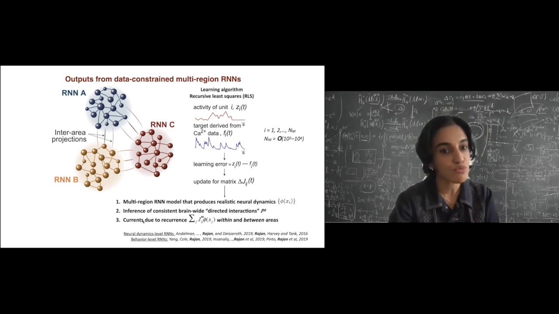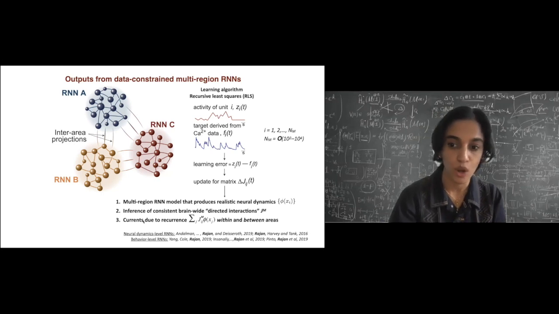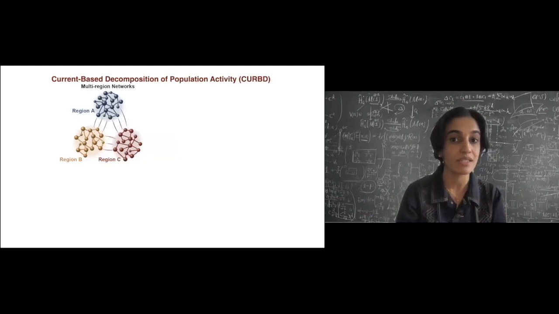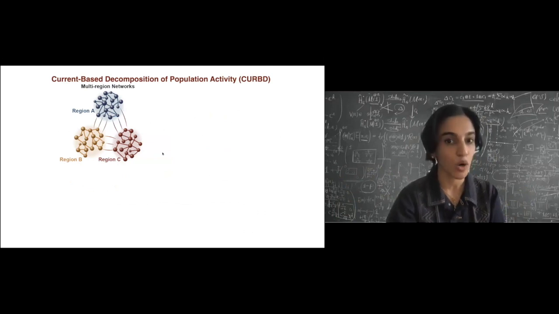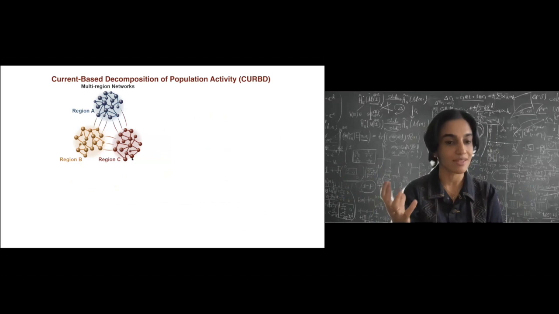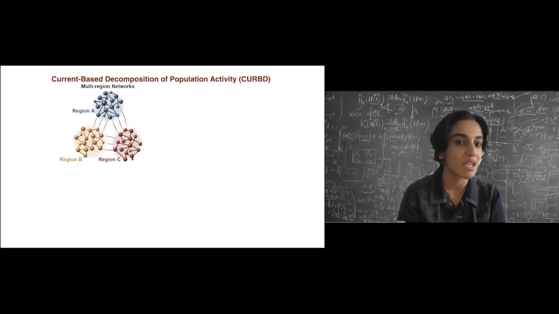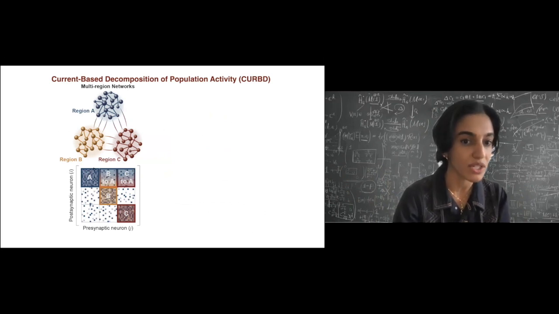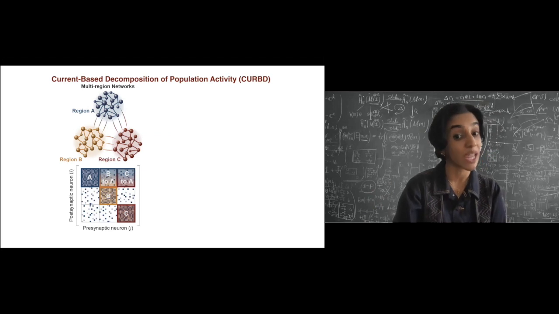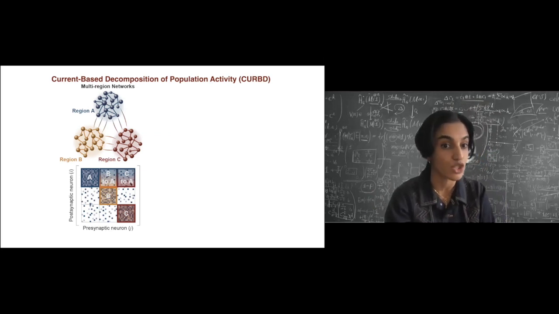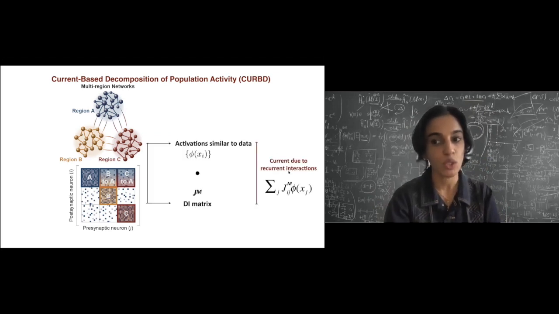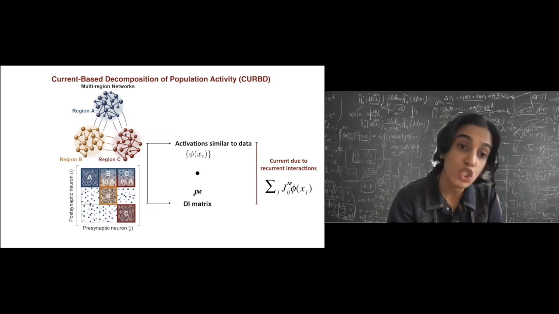So the currents due to recurrence, if you remember the equation from a couple of slides ago, is a dot product of the activity and this matrix, right? So what am I saying here? First of all, we call this method current-based decomposition. Once you train this network, with regions A, B, and C matched against data from, let's say, three different regions in some experimental prep, you get this matrix in which the blue submatrix tells you the within-region A connections, the B to A connections in the one next to it, and the C to A connections next to it, and so on and so forth. Now, the dot product of those two objects gives you the current due to recurrent interactions in this trained network.